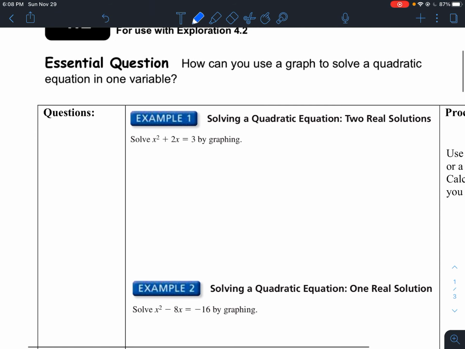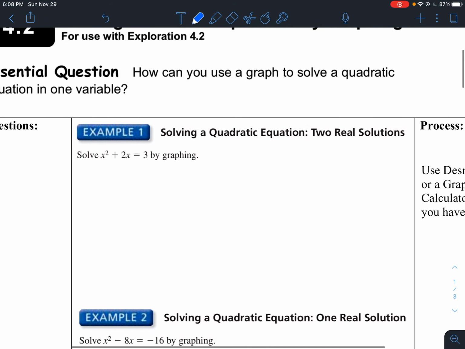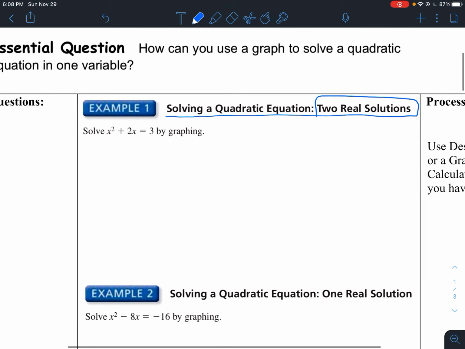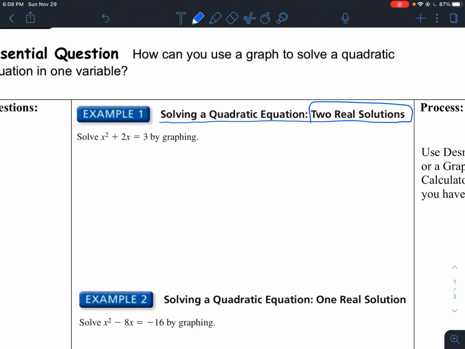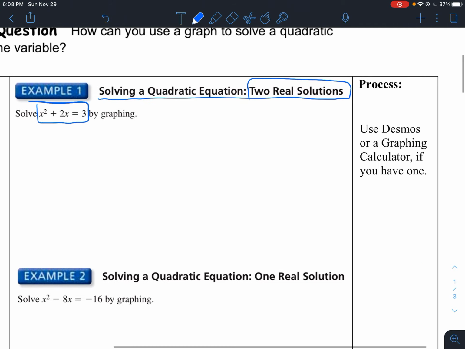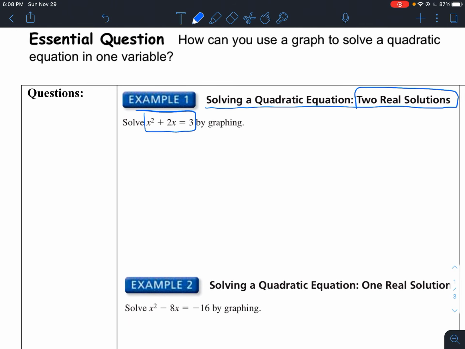Okay, so first example says that we're looking to solve a quadratic equation that has two real solutions. So we have x squared plus 2x equals 3. Now the thing is, we want to make sure to set the equation to equal 0. Or in other words, y needs to be 0.